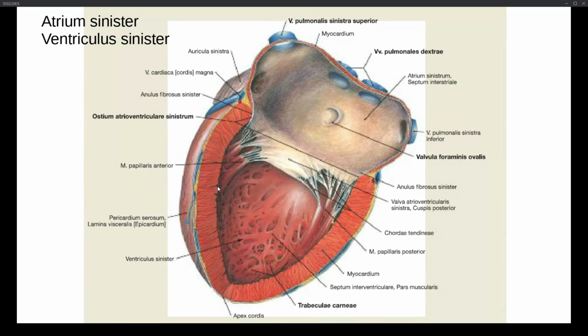Okay, I think that's it for this slide. We have again here the apex cordis, and again the trabeculae carneae are the same as in the right ventricle.